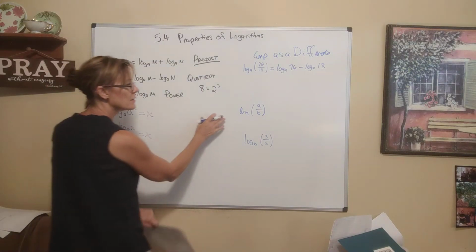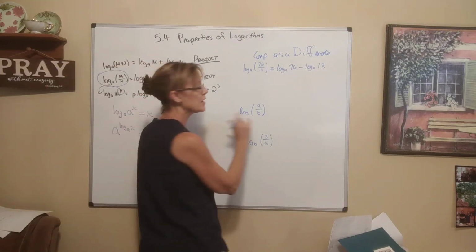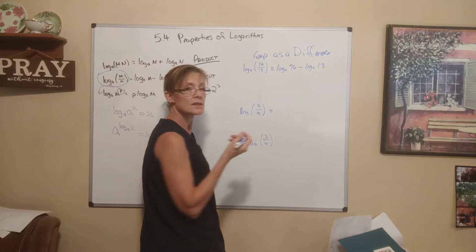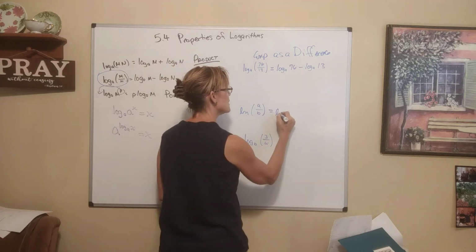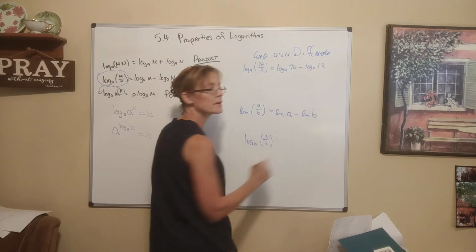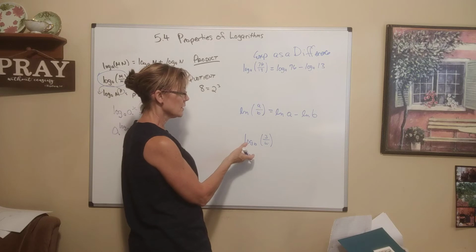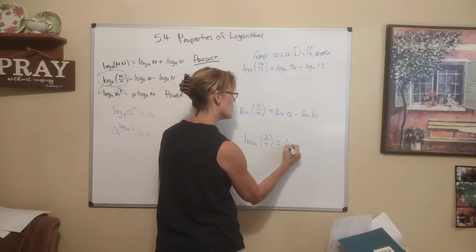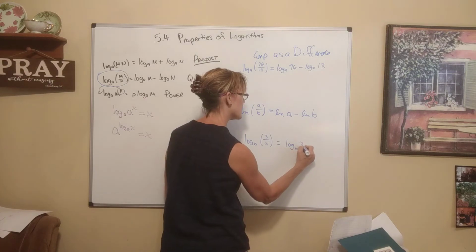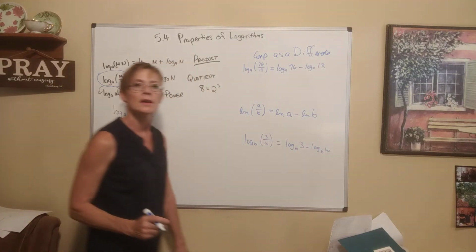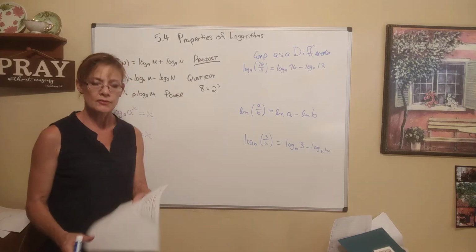Okay, ready? Right here, the natural log of a over b. This is a quotient, a fraction. Let's rewrite it as a subtraction of two things: the natural log of the numerator minus the natural log of the denominator. The third one, log base b of a fraction, 3 over w. This is the log base b of 3 minus log base b of w. So that was all we had to do for that.